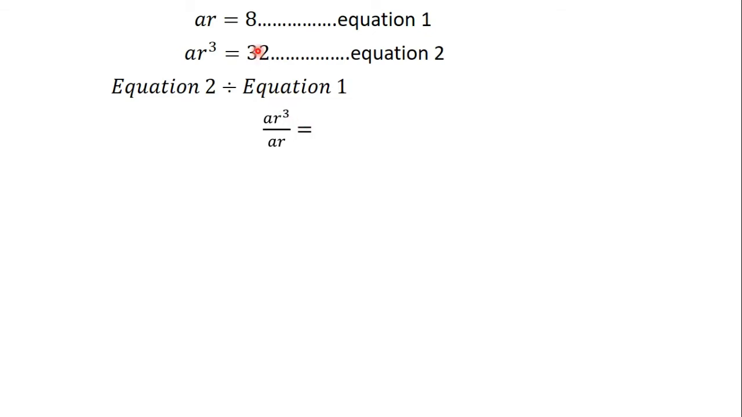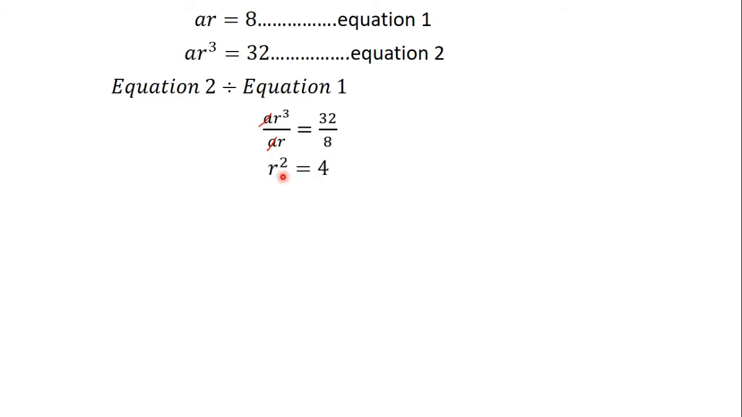And this will be equal to, then I'll take the term on the right-hand side of equation 2, which is 32, and divide it by the term on the right-hand side of equation 1, which is 8. So we have ar^3 divided by ar is equal to 32 divided by 8. We know that in this case, a will cancel a. So on the left-hand side, we are going to have r^3 divided by r, and on the right-hand side we will have 32 divided by 8. From indices, we learnt that r^3 divided by r is equal to r^2. 32 divided by 8 is equal to 4.